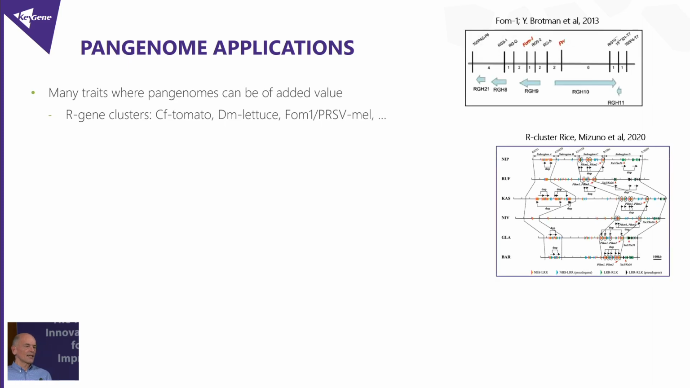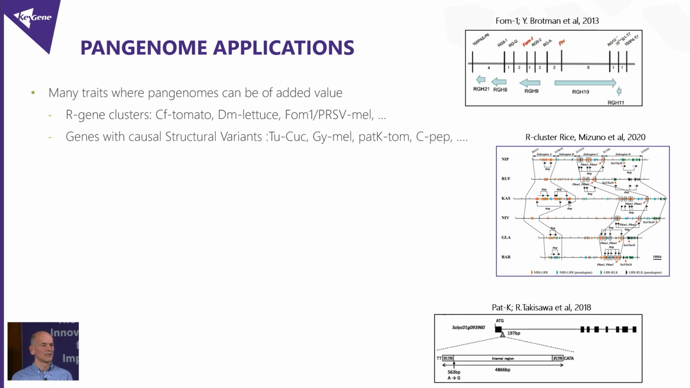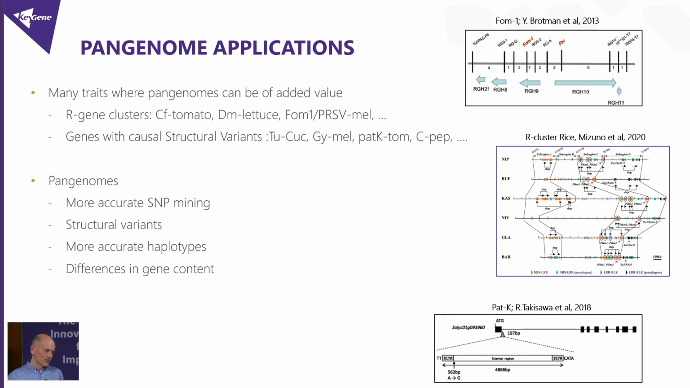So having said that, I think if I have pangenomes, it can help me very much to elucidate R gene clusters, which are notoriously difficult to assemble in genomes. But also it will help me find genes which have causal structural variants. And there are more and more examples coming that a causal variant is not a SNP, but it's actually a structural variant. So from a distance, I would say pangenomes will help me in my SNP mining.